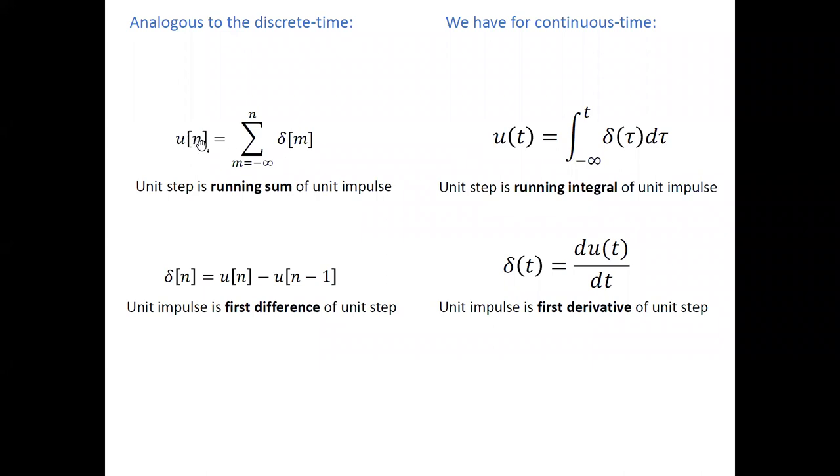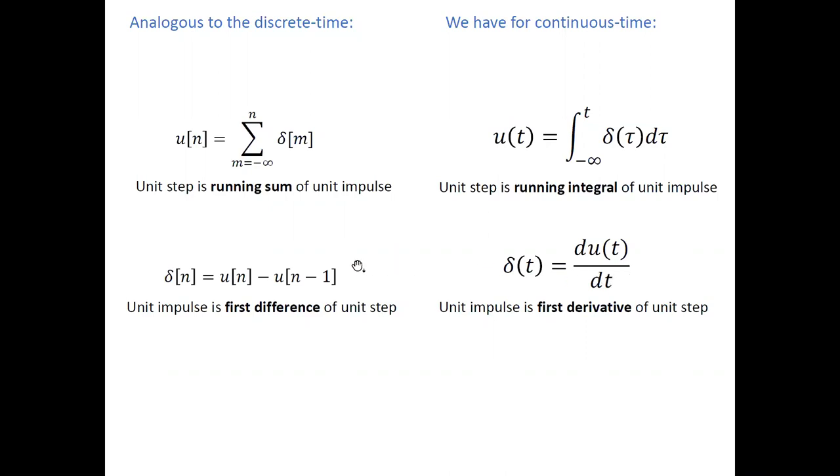We replace n with t, and we replace the upper limit n with an upper limit for the integral, which is t, and inside it is the integral of delta(tau) d tau. In other words, the continuous time unit step is the running integral of the unit impulse. With this relationship, we can get the following. Because the derivative is the inverse operation of the integral, if u(t) is the integral of delta, then delta is the derivative of u.